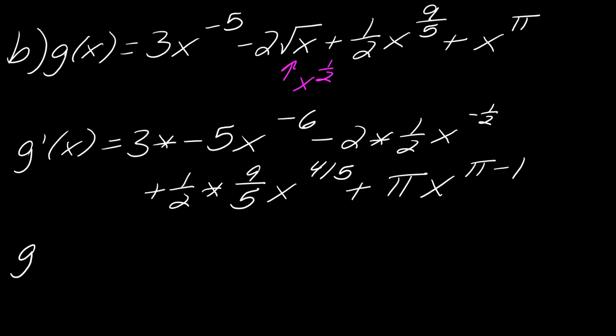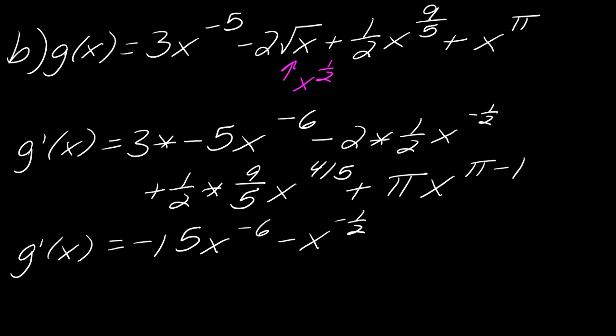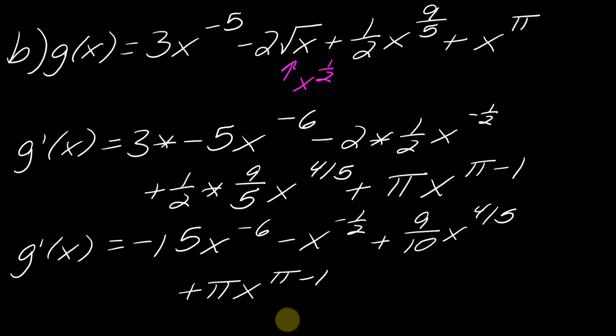So now I just have to clean this up and simplify. This is going to be negative 15 x to the negative 6 minus x to the negative 1/2 plus 9 over 10 x to the 4/5 plus pi x to the pi minus 1. Now, some instructors might want you to actually write this in fractional form or the square root. Personally, if you're one of my students, I don't really care. Sometimes homework systems can get upset about that, so just things to think about when you're working through this.